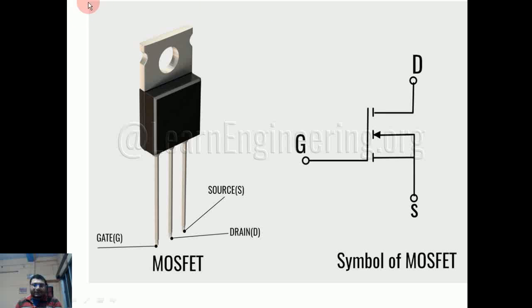MOSFET can be obtained in the form of an IC in the market, which is easily available for power handling capacity. A metal portion is there to dissipate the heat. It's a kind of IC. There are lots of ICs; this is one kind. This is a symbolic representation of the MOSFET.